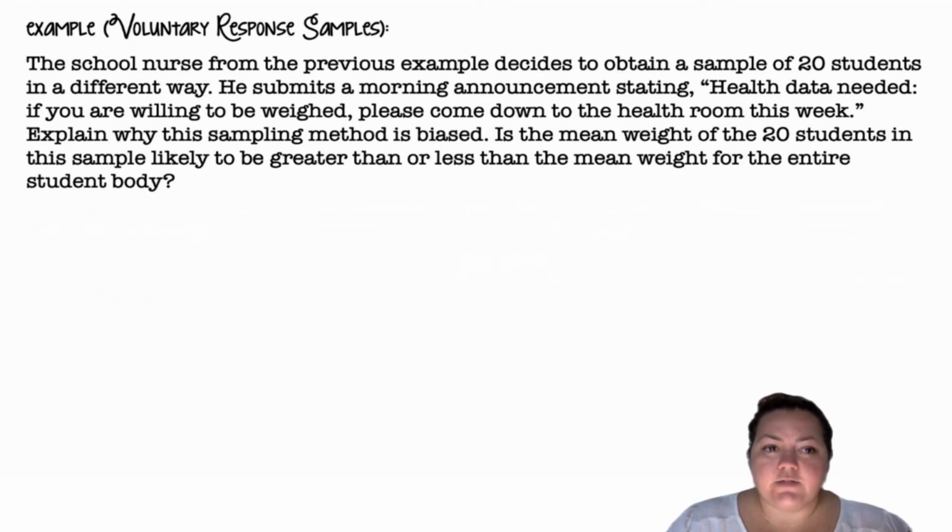All right, voluntary response. The school nurse from the previous example decides to obtain a sample of 20 students in a different way. He submits a morning announcement stating, "Healthy data needed. If you are willing to be weighed, please come down to the health room this week." Explain why this sampling method is biased. Is the mean weight of the 20 students in this sample likely to be greater than or less than the mean weight of the entire student body?